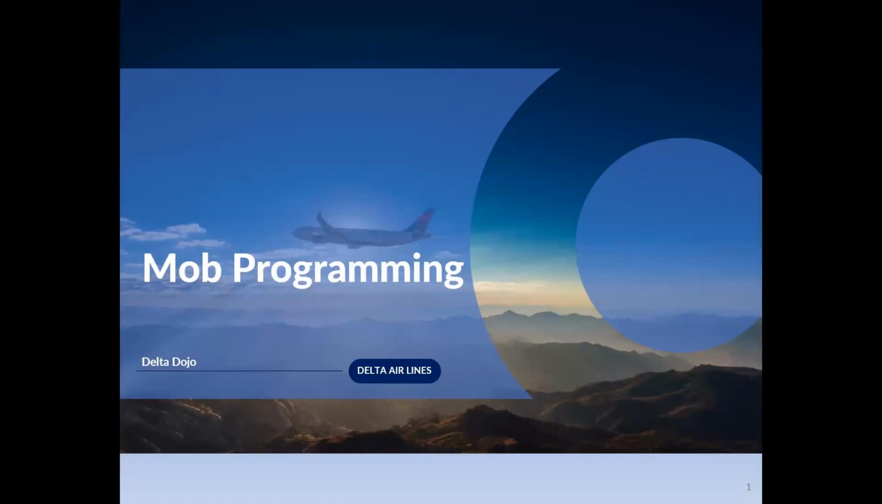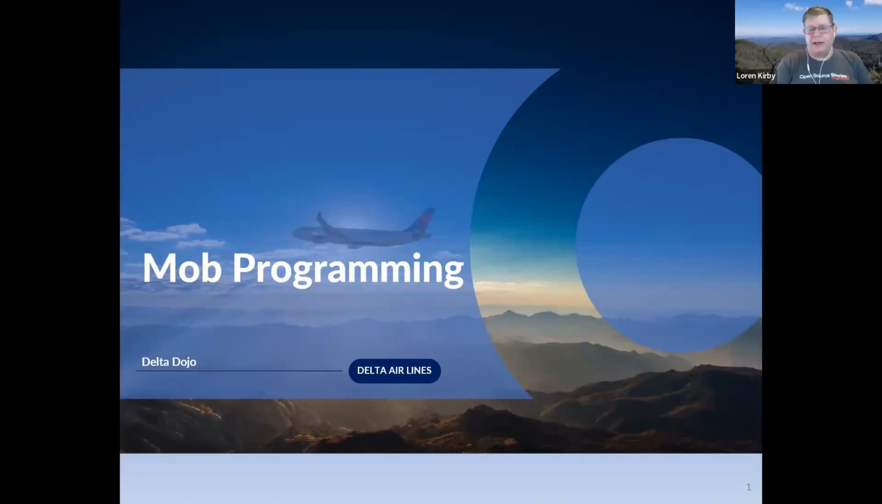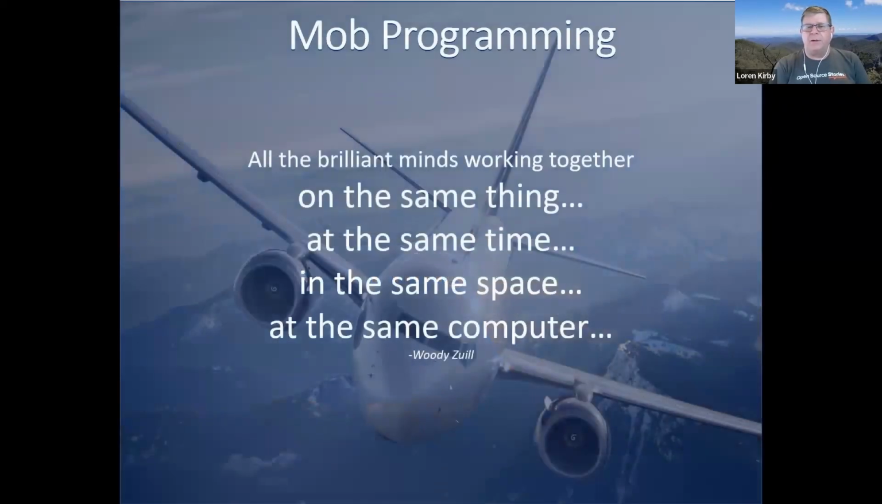So without any further delays, let's go ahead and get started with the presentation. I know we're running a little bit behind on time. So first of all, you're probably wondering what mob programming is. Give me just a second here. I need to rearrange my screen so that I can see things better.